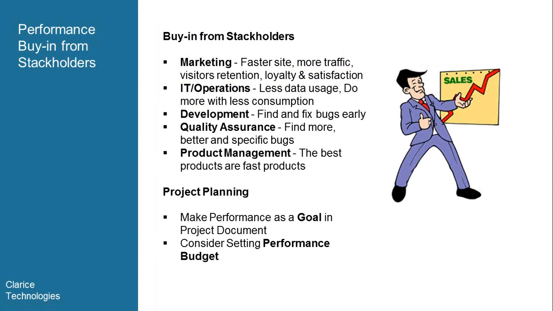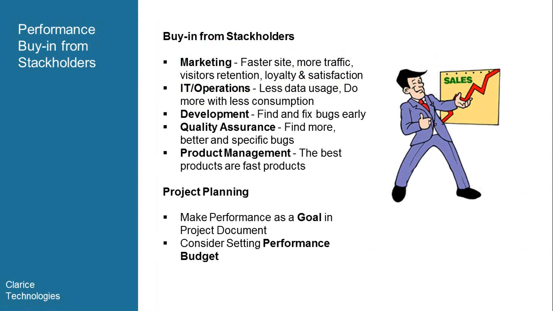And for the product management team, the best products are the fast products out there, like Google. If you compare search websites, Google versus Bing versus Yahoo, the fastest is Google, and that's why it is one of the best products available in the market. So while doing project planning, always keep performance as a goal in the project document. Never ignore the importance of performance, and always consider setting a budget for performance, in terms of resources, timing, and obviously money.